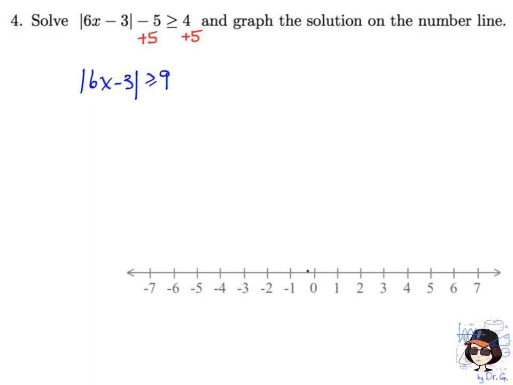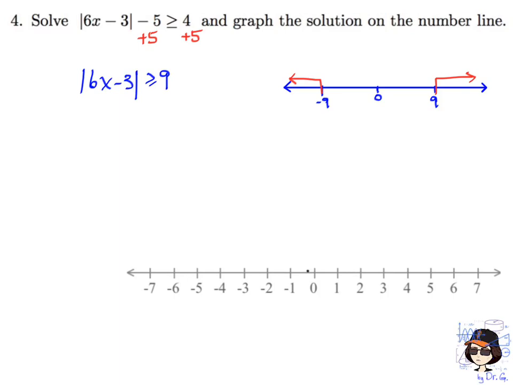Now, to take away the absolute value, I want to understand what I need to replace it with. So I always recommend drawing a little number line to see what's going on. So this absolute value always represents the distance from 0 of whatever's inside, right? So the distance between 0 and 6x minus 3 is greater than or equal to 9. So that means 6x minus 3 is somewhere out there or somewhere out there. The distance has to be greater than or equal to 9.